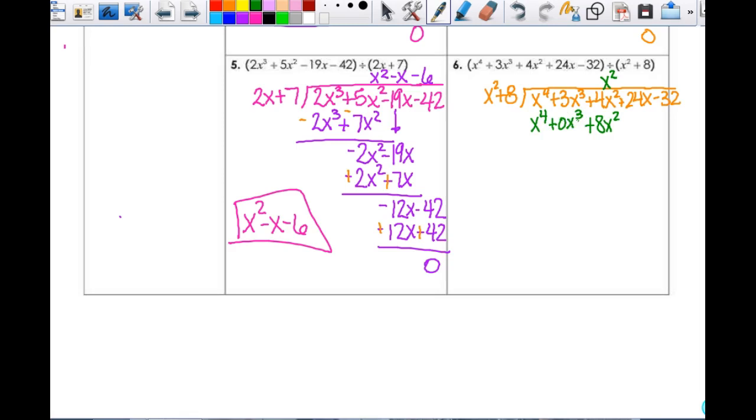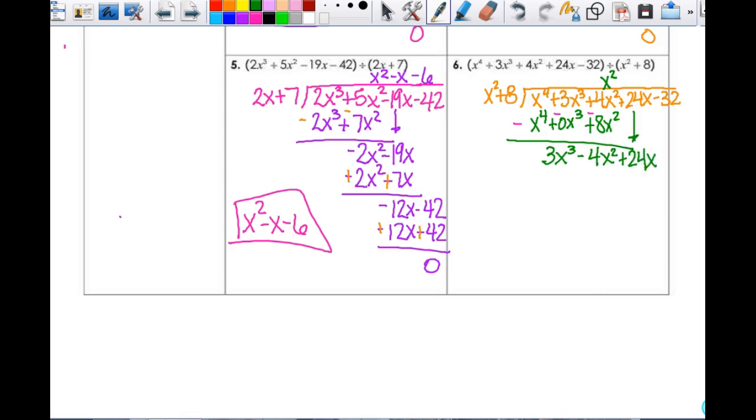All right, fill that in so that you don't do something weird. You got to make sure they line up correctly. Then I change my signs. And the x to the 4th zeroes out. The negative 0x cubed really does nothing. It just brings this 3x cubed down. And this becomes minus 4x squared. And then I have to bring down the positive 24x.